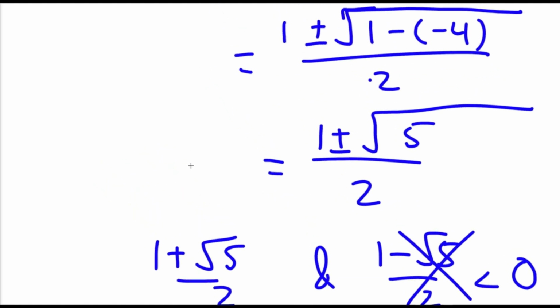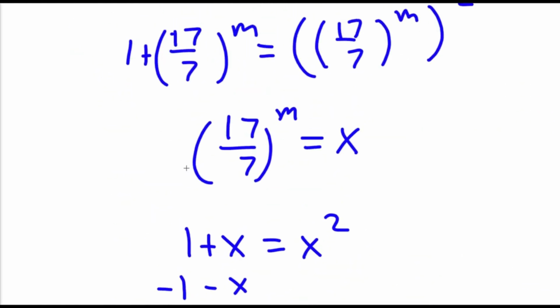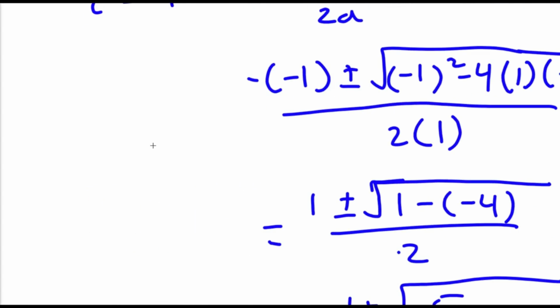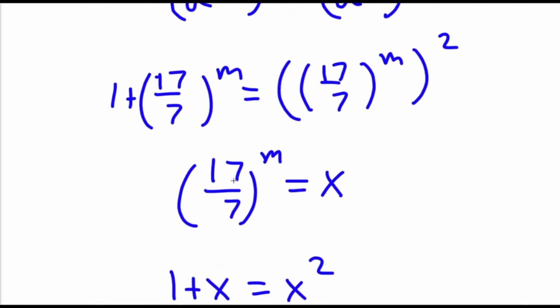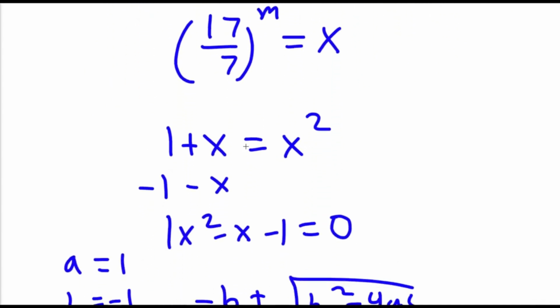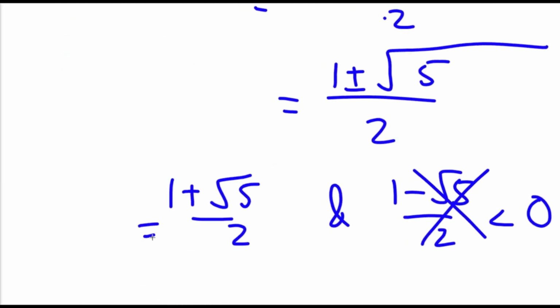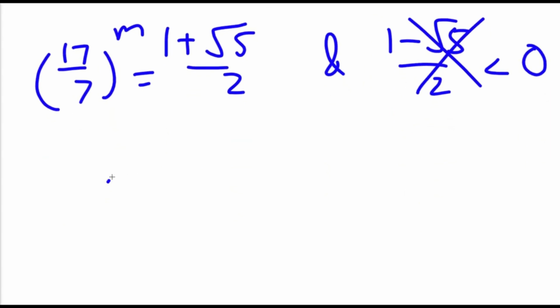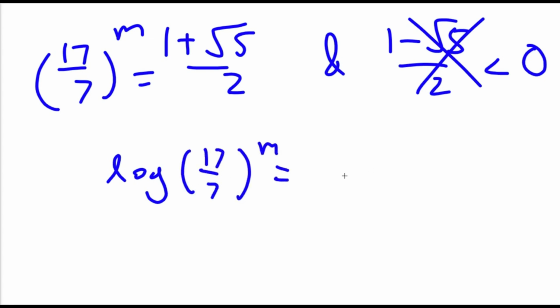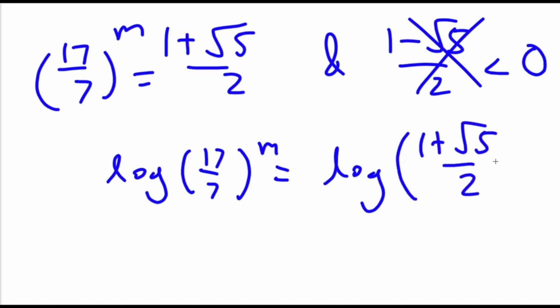However, we are not done yet, because remember how we set x equal to 17/7 to the power of m. So in this case, x is equal to 1 plus square root of 5 over 2, so this is equal to 17/7 to the power of m. So now if I take log on both sides, I get log of 17/7 to the power of m is equal to log of 1 plus the square root of 5 over 2.